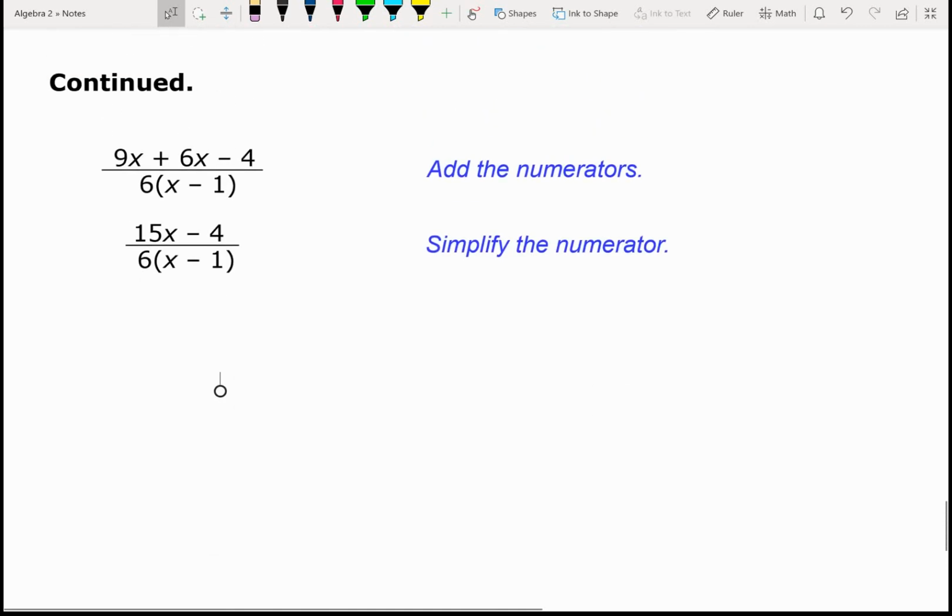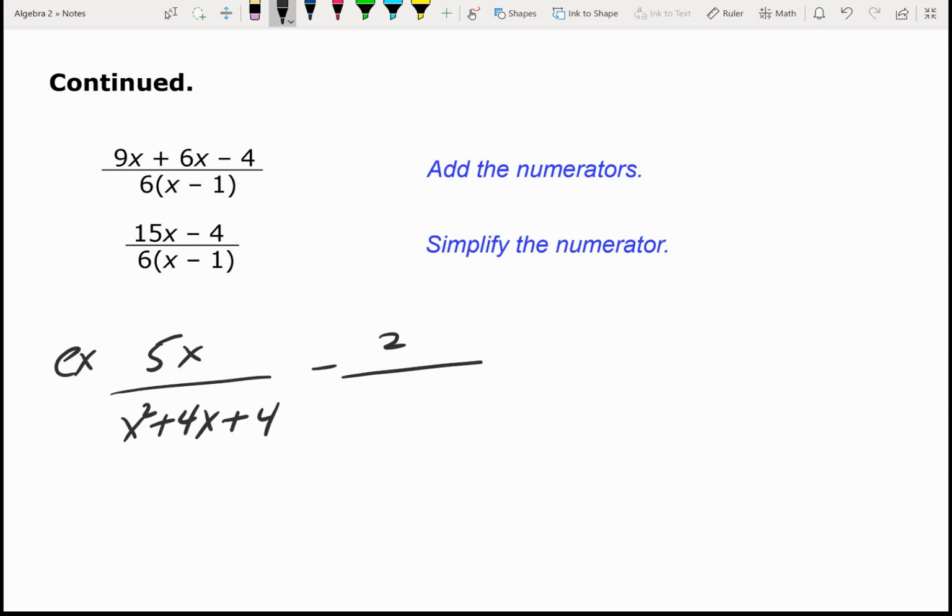All right, and the last example I wanted to go over is, let's say, if I had something like this. Here's an example. If I have 5x over x squared plus 4x plus 4, and then minus, I'll just make up 2, minus 2 over x squared plus 5x plus 6. Okay, so again, we want to subtract these fractions here.